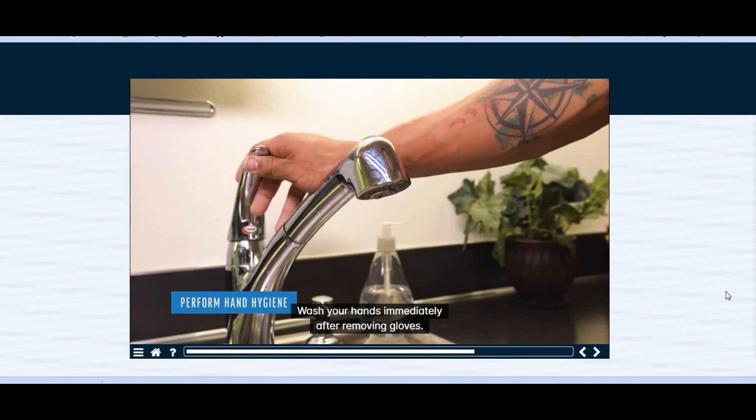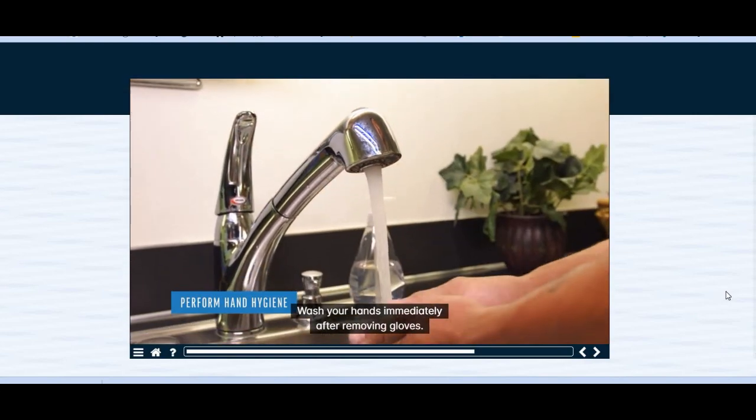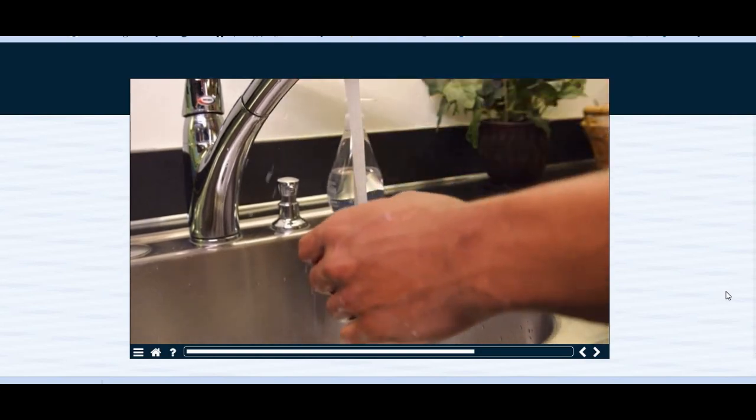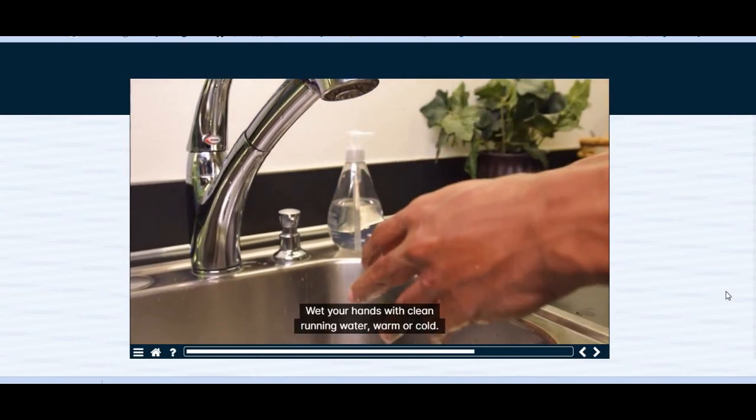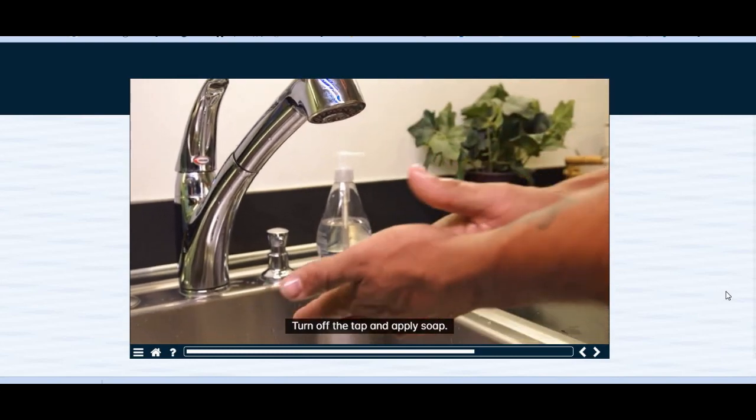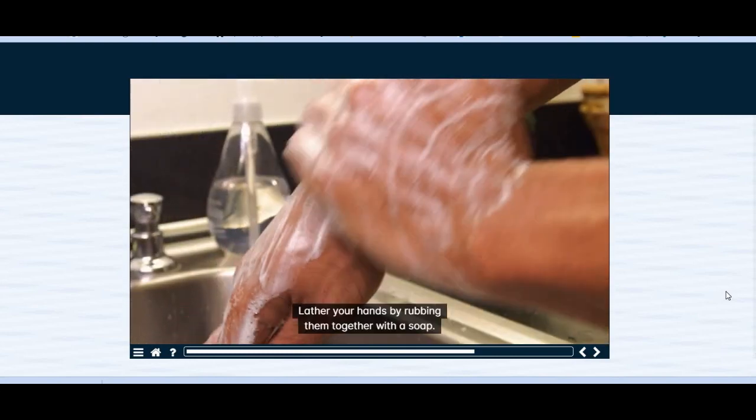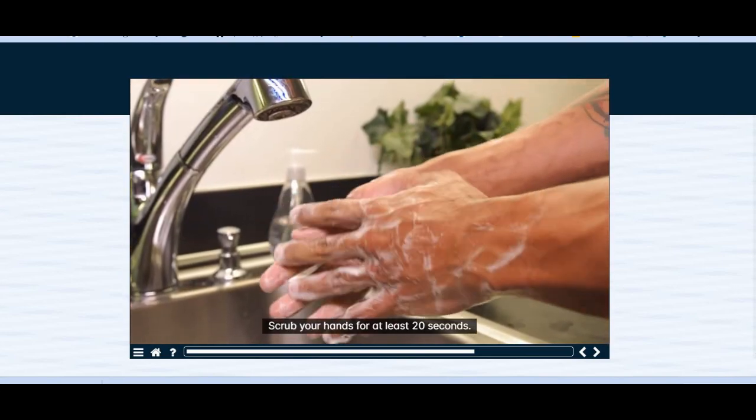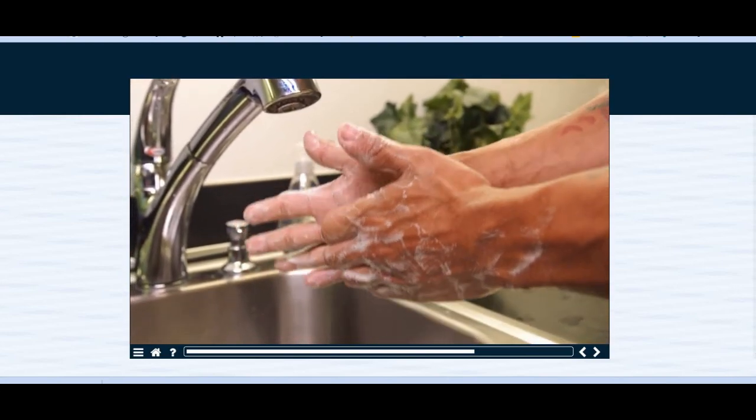Wash your hands immediately after removing gloves. Follow these 5 steps every time. Wet your hands with clean running water, warm or cold. Turn off the tap and apply soap. Lather your hands by rubbing them together with the soap. Scrub your hands for at least 20 seconds.